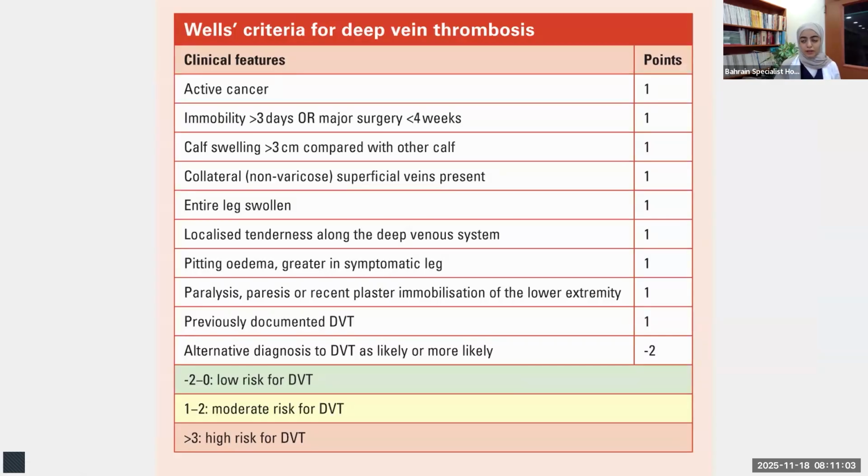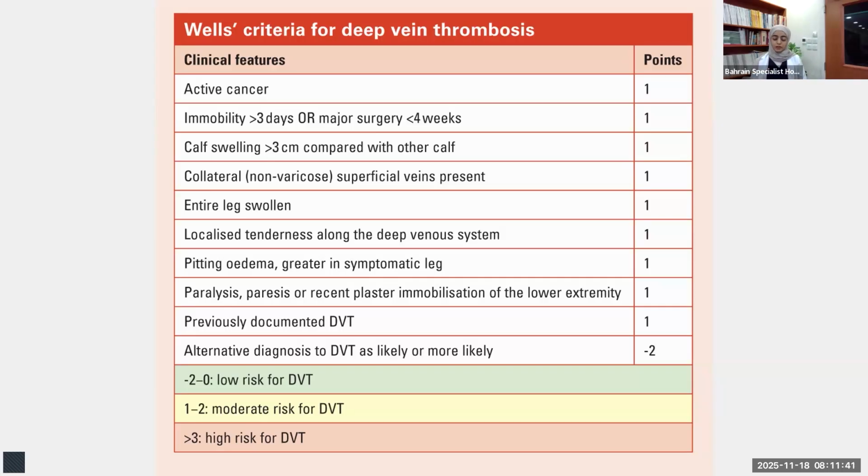Moving to Wells criteria, when we are going to evaluate for the pre-test probability, we are always going to use Wells criteria. Wells criteria contains 7 things. For each, you will give 1 point, except for the last point, you will subtract 2. So if the patient has an active cancer, they will get 1 point. Immobility more than 3 days or a major surgery less than 4 weeks, they will get 1 point. Calf swelling, which is more than 3 centimeters compared to the other calf, they will get also 1 point.